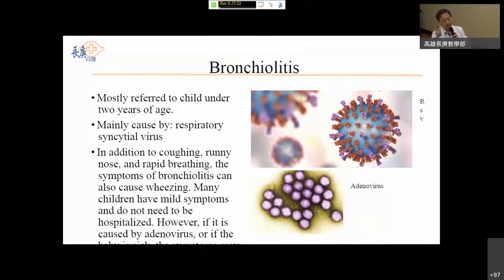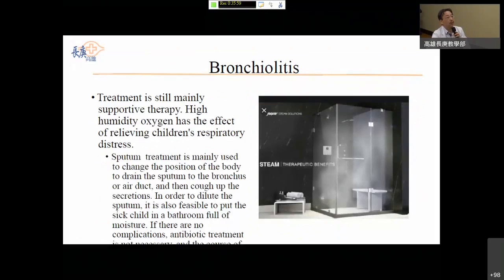In addition to coughing, a runny nose or rapid breathing might be the symptoms of bronchiolitis. And some might even have wheezing. What we mean by wheezing is when you breathe, you make a sound like, hew, hew, hew. That's a sound from the lower respiratory tract. You can hear wheezing from a patient who has asthma, and you can hear wheezing from a patient who has bronchiolitis. For the treatment, it's mainly supportive.